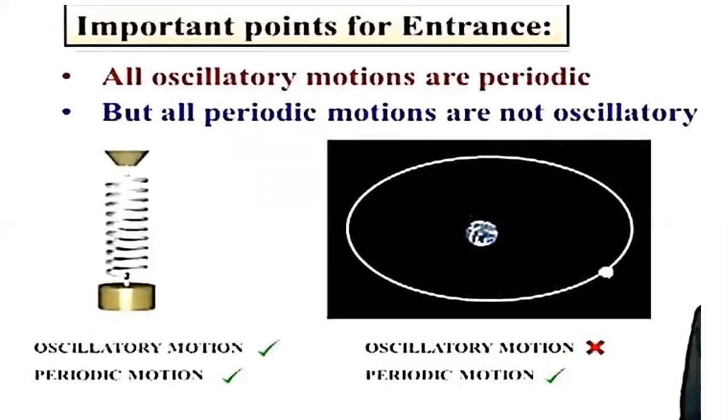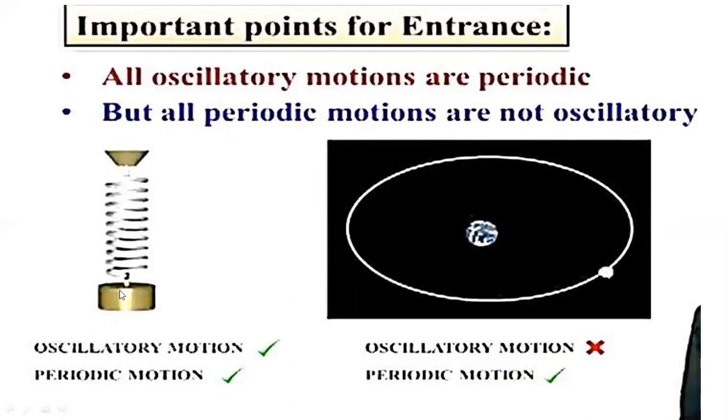Next one. Okay. So here all oscillatory motions are periodic motion. For example, swing. You are making to and fro motion. You are going back, again coming front, going back, coming front. It means the motion is repeating itself. So such kind of motion is known as periodic motion. So all oscillatory motions are periodic motion, but all periodic motions are not oscillatory motion.